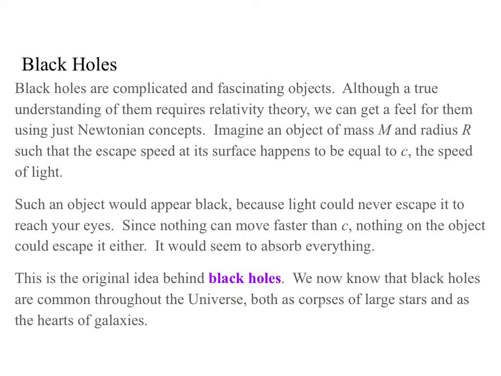Such an object would appear black because light could never escape it to reach your eyes. In other words, we would have our object and it would radiate, but at some point that light would stop and fall back down. By the way, this is not at all what would happen, but it's a Newtonian view of what would happen. Since nothing could move faster than the speed of light, nothing else can escape it either.